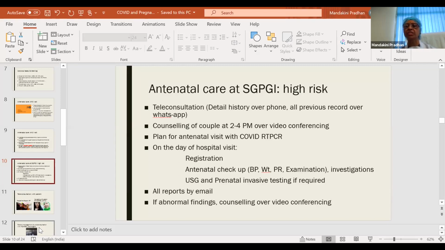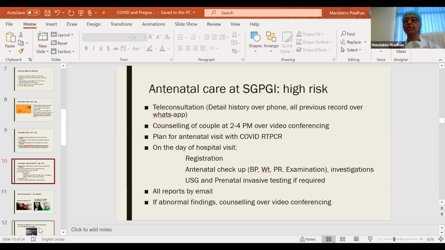Then if the patient has to have antenatal visits, what Dr. Saba was asking was, what is the principle of doing a COVID test? For a patient who is coming to the hospital to have all the visits together, we ask her to have a COVID test done at the local hospital, have a report, and then have this antenatal visit. In the antenatal visit, the patient gets her registration done, antenatal checkup done, all investigations are given, then the patient has an ultrasound examination.